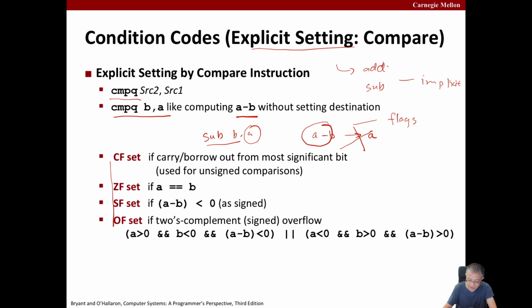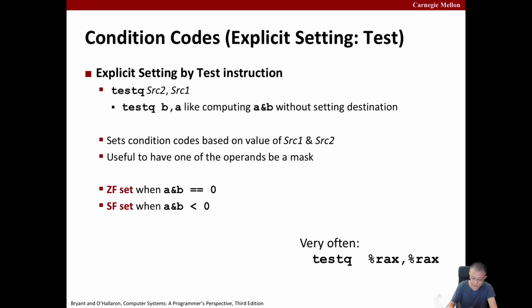So there is another instruction. It's called a test instruction. The test instruction is like calculating A and B bitwise and setting those two flags, ZF and SF. Again, SF is set when the highest bit is 1. ZF is set when the result is 0.